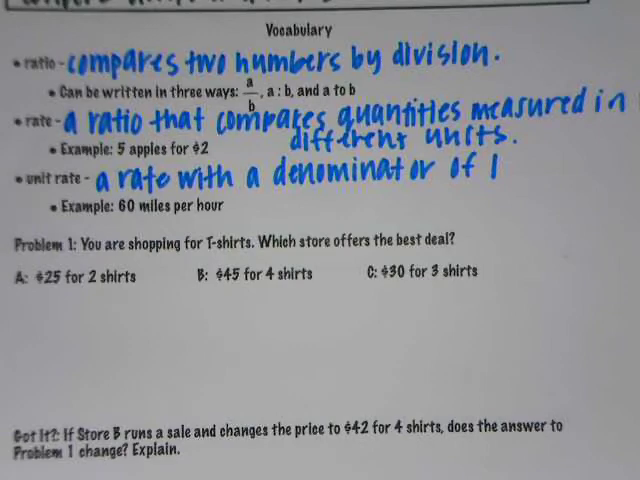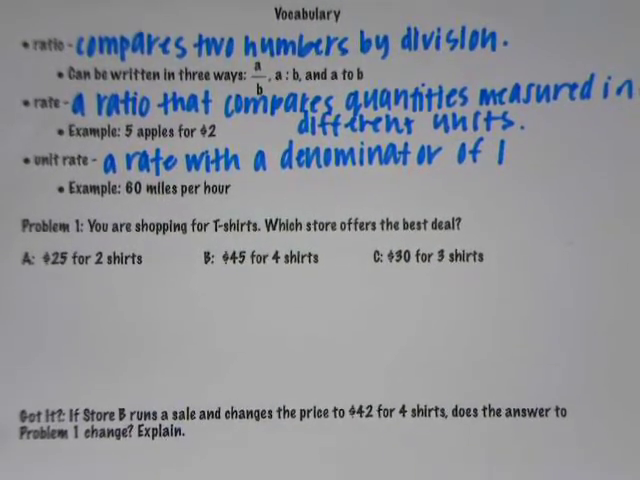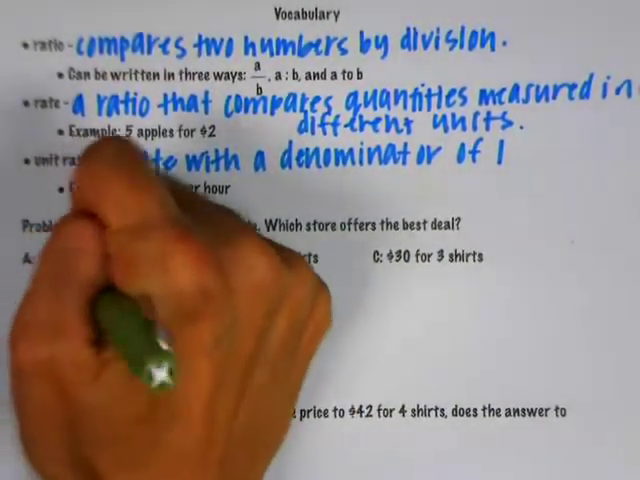All right, so for the first store, $25 for 2 shirts. So we're going to divide to figure out how much it is per shirt. So what would that be per shirt?